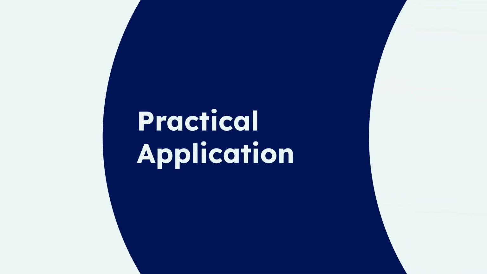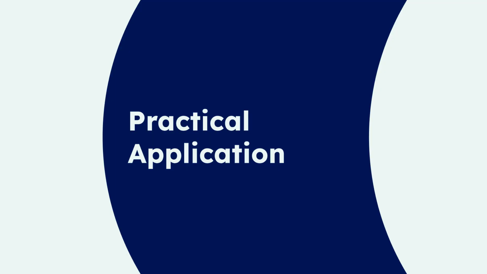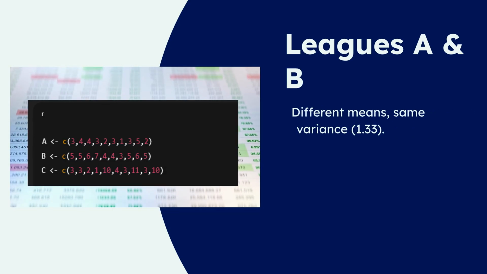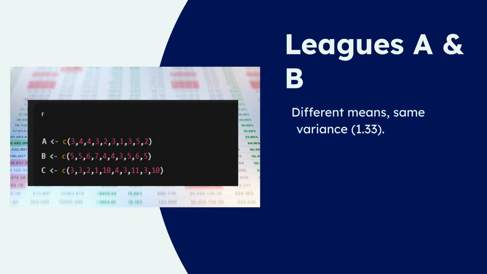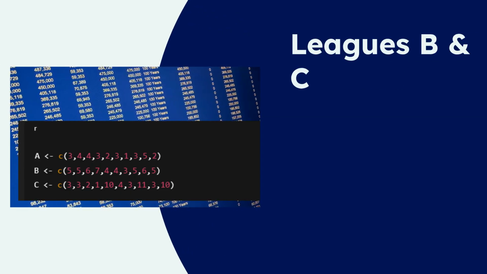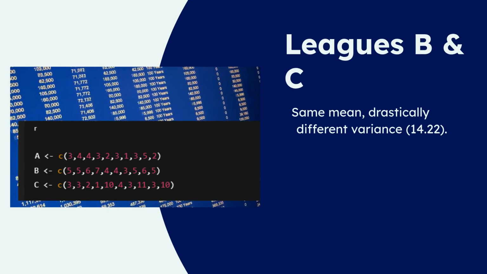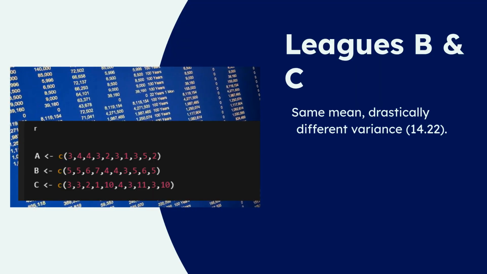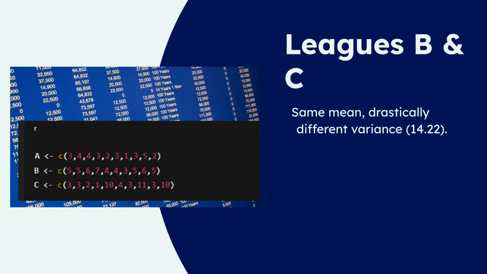Let's illustrate how variance works with a practical example using a baseball league scenario. Consider League A and League B. They have different average scores, or means, but when we run the variance calculation, they both have an identical variance of 1.33. Now compare League B and League C. They share the same mean, but League C has a drastically different variance of 14.22. This demonstrates a much wider spread in the scores.